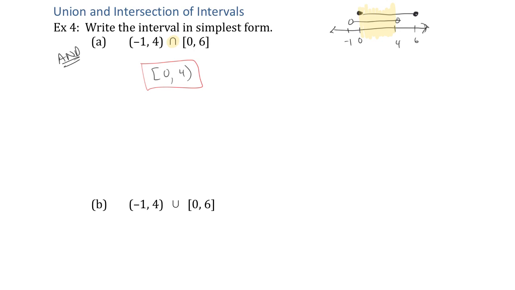Okay, and now we have our or, which is much more inclusive. So it's one or the other, or they can happen at the same time, one or both. So basically that's just much more inclusive. We're looking at everything that's shaded on either one. So I'm going to go from -1 to 6.